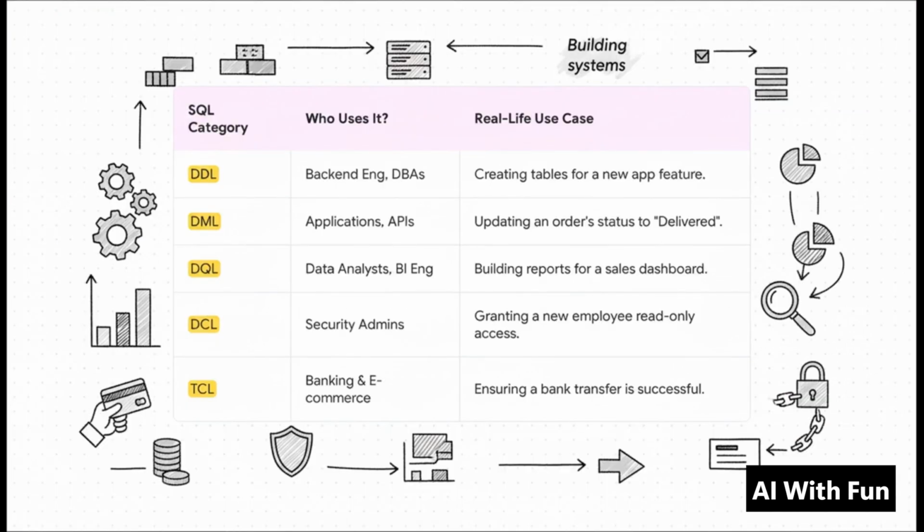You can see how each command type connects to a real job. DDL, that's the world of database admins and back-end engineers, the people building the systems. DML is used all the time by the applications themselves. DQL is the daily bread and butter for data analysts and business intelligence engineers. DCL is managed by security admins. And TCL is the critical backbone for any industry dealing with sensitive stuff, like banking and e-commerce.